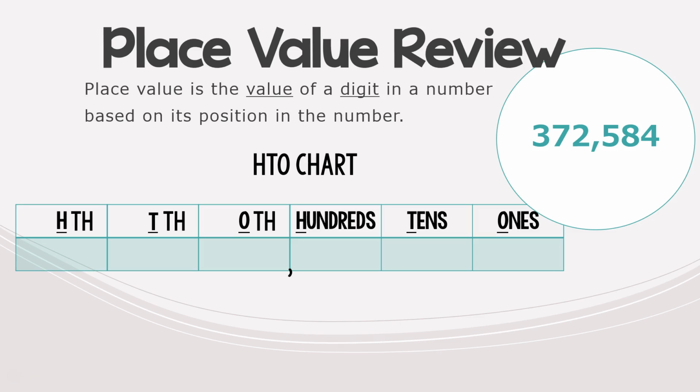Our number today that we're going to use is the number 372,584. Just like with 2, 3, and 4-digit numbers, to put this into my chart, I'm going to start with the number all the way on the right in the ones place. So I have a 4, an 8 in the tens, a 5 in the hundreds, a 2 in the 1,000s, a 7 in the 10,000s, and a 3 in the 100,000s.